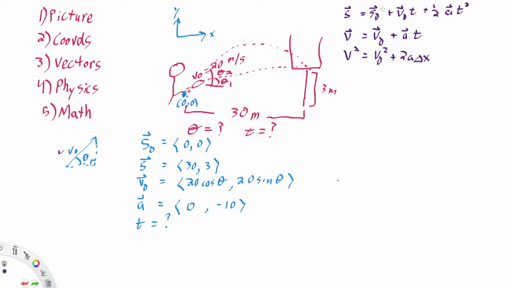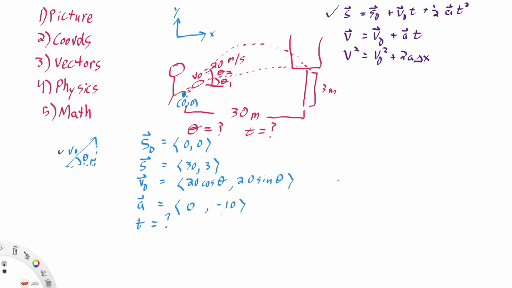All right, so we've got our three kinematic equations, and 80% of the time, it's going to be this one, right? We're going to care about distance, velocity, acceleration. 80% of the time, it'll be the first one. 15% of the time, it'll be the second one. 5% of the time, it'll be the last one. And here, we are definitely going to use the first one.